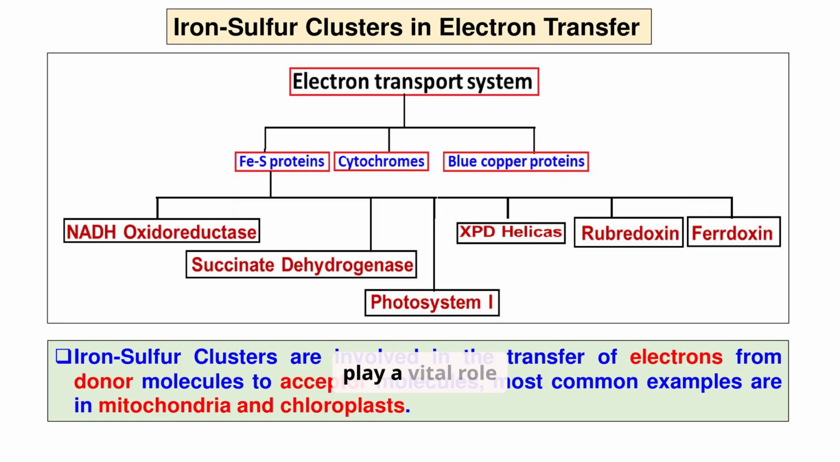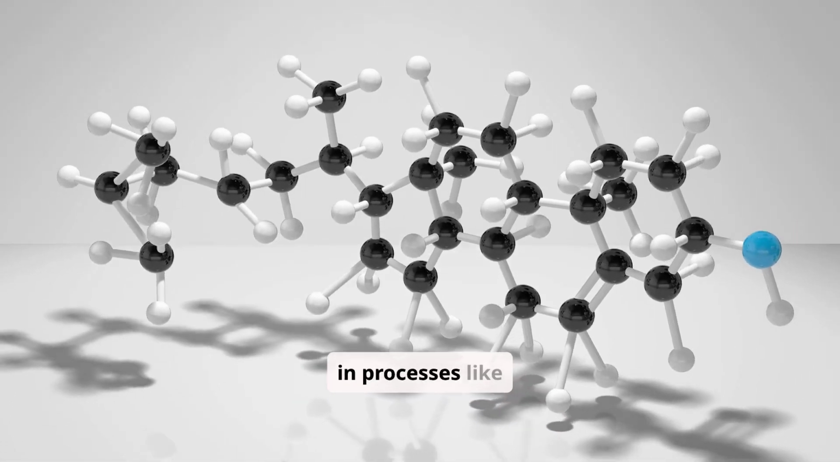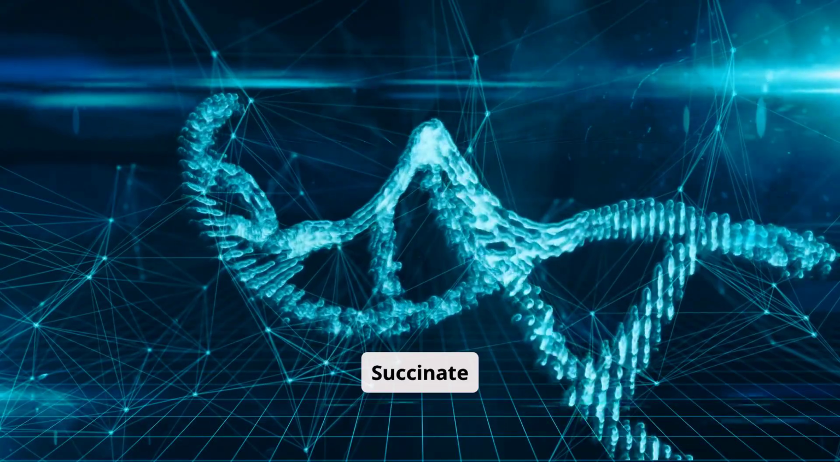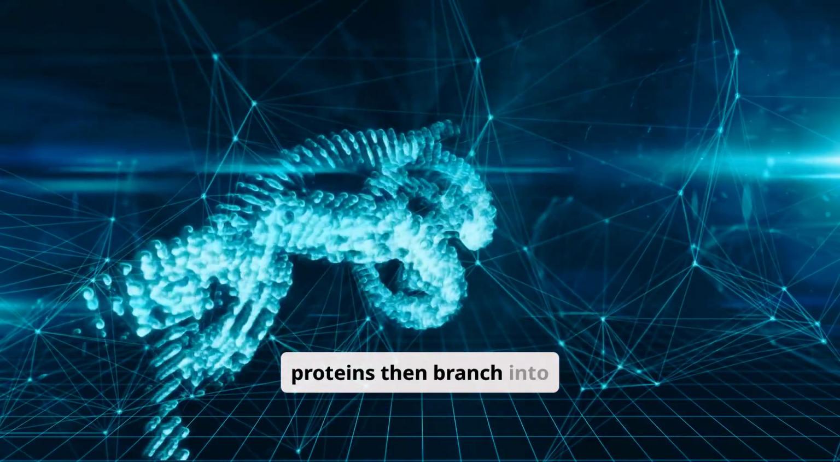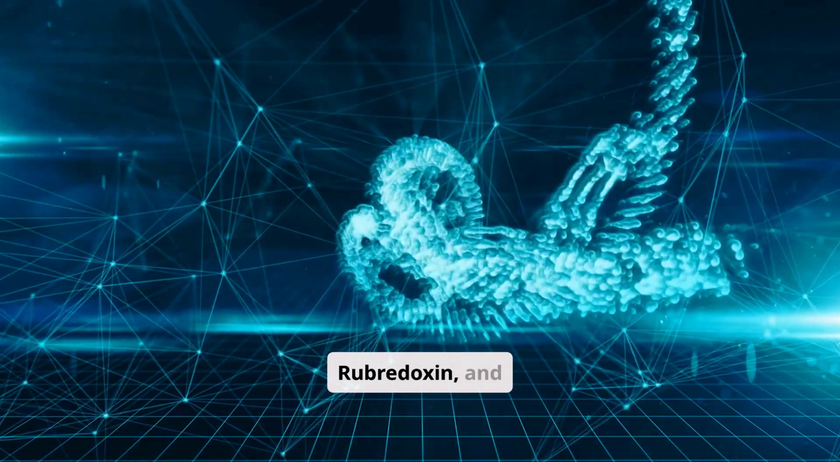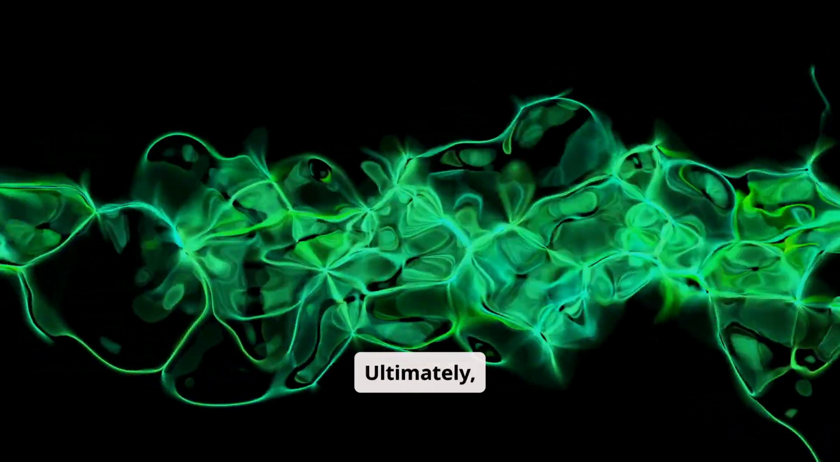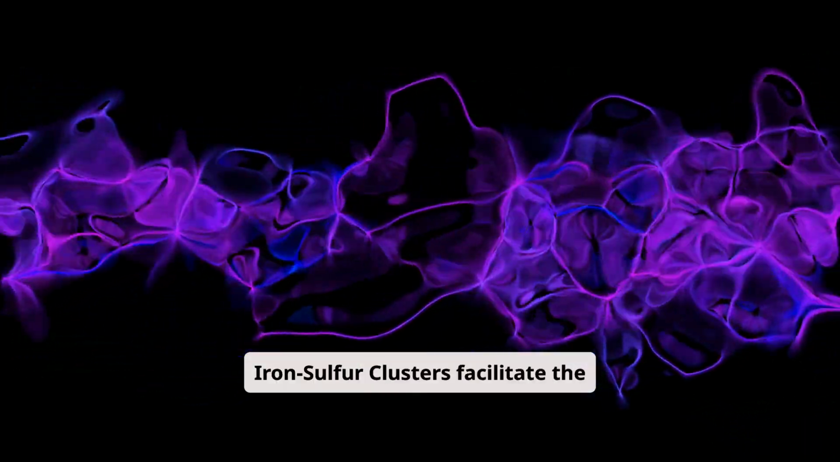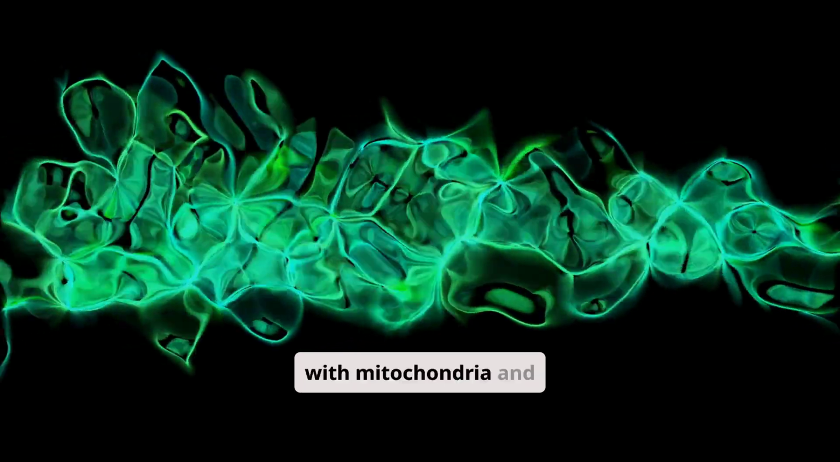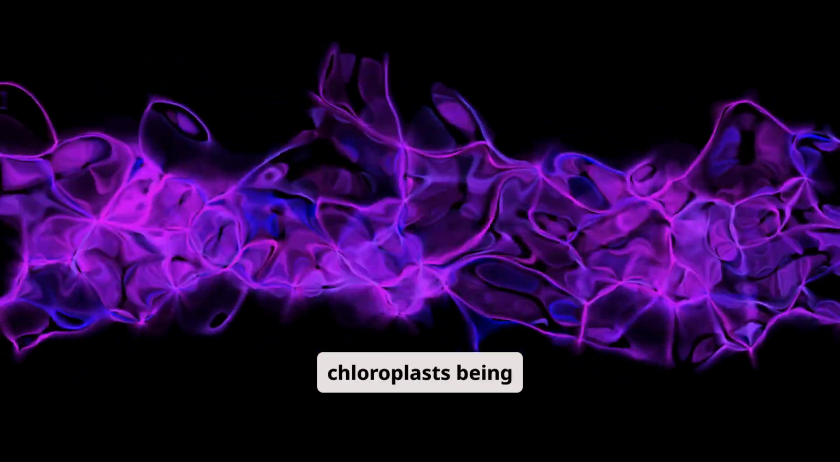Iron-sulfur clusters play a vital role in the electron transport system. As you can see from the diagram, they are integral to Fe-S proteins, which are involved in processes like NADH oxidoreductase and succinate dehydrogenase. These proteins then branch into photosystem 1, XPD helicases, rubredoxin, and ferredoxin. Ultimately, iron-sulfur clusters facilitate the transfer of electrons from donor molecules to acceptor molecules, with mitochondria and chloroplasts being prime examples.